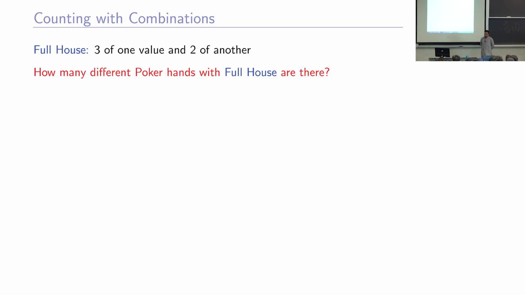Again, 52 choose 5 total hands. Out of them, full house is 3 of one value and 2 of another value.